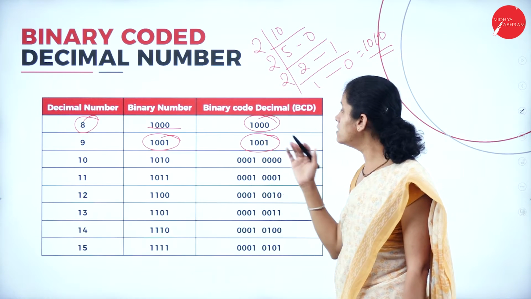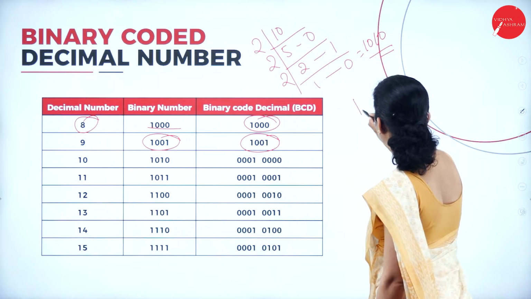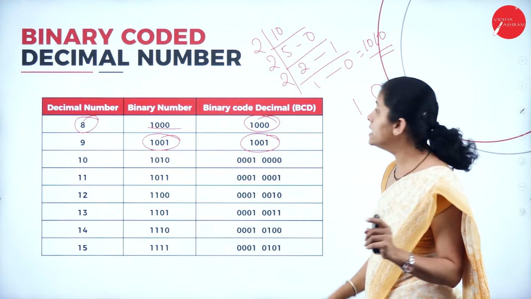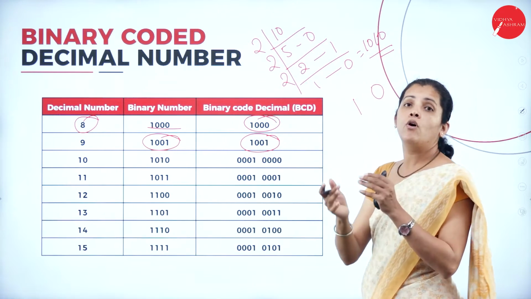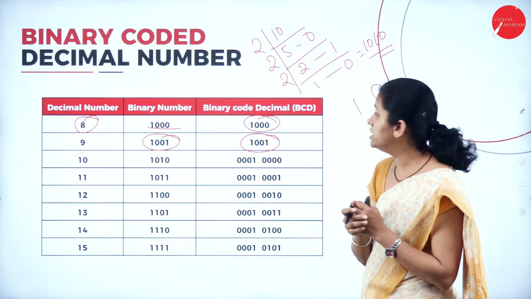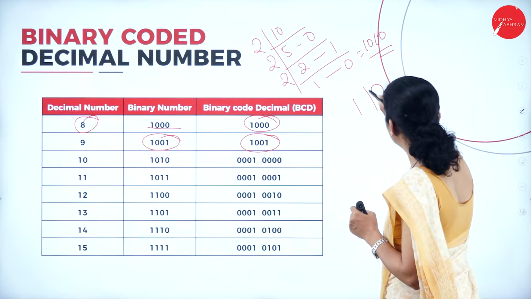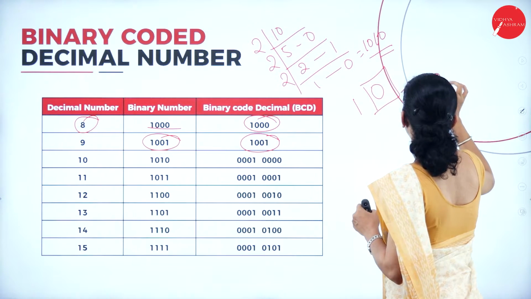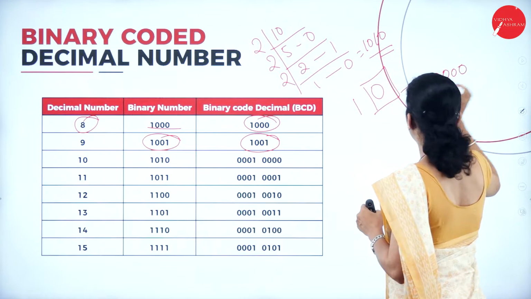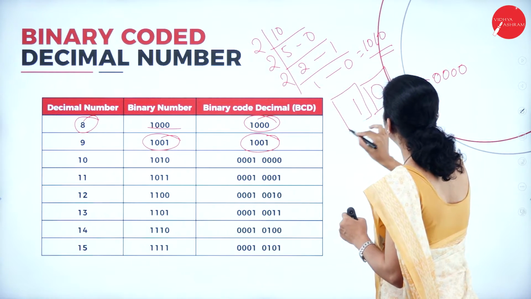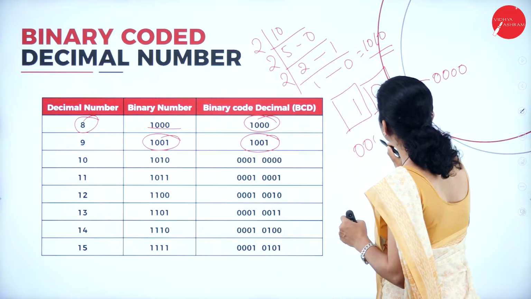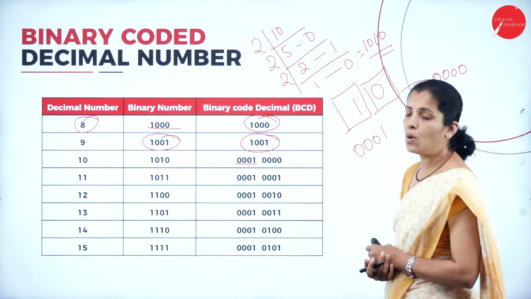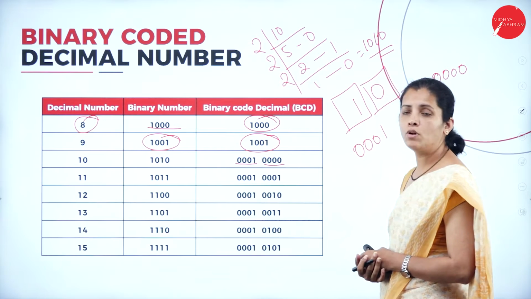And if I consider BCD, I have 10, and now I'm going to write the BCD code for individual digit. In 10, first I'm going to consider the 0 and I'm going to write the binary representation, that is 0, 0, 0, 0. And if I consider 1, it is 0, 0, 0, 1. So here for 1 it is 0, 0, 0, 1 and for 0 it is 0, 0, 0, 0.